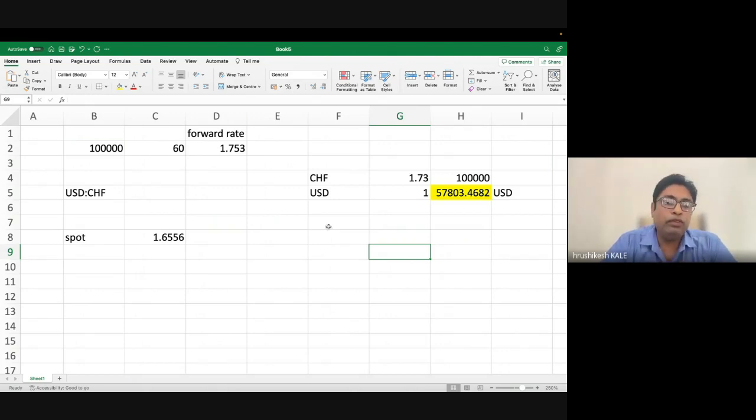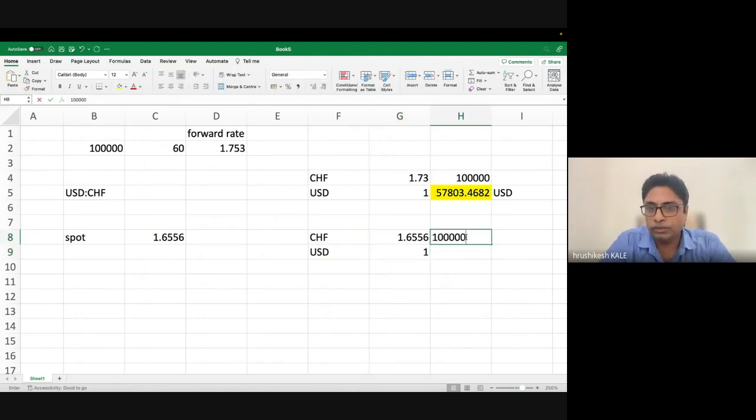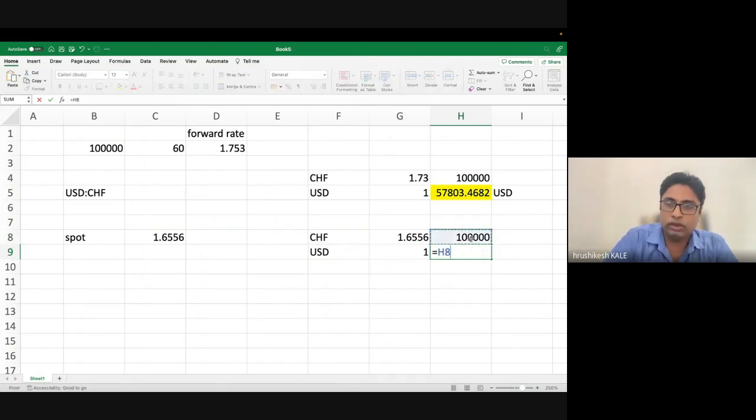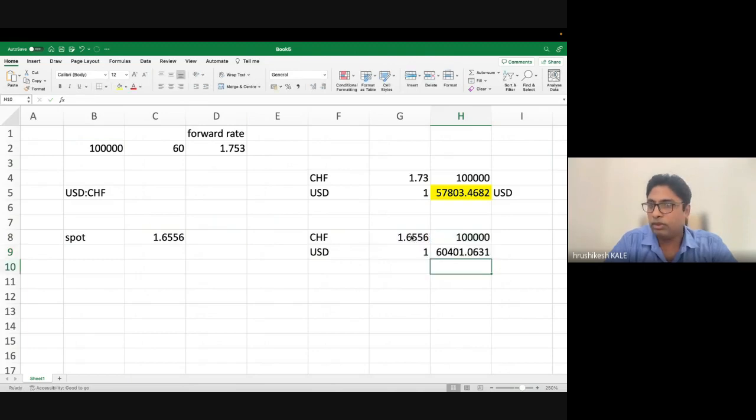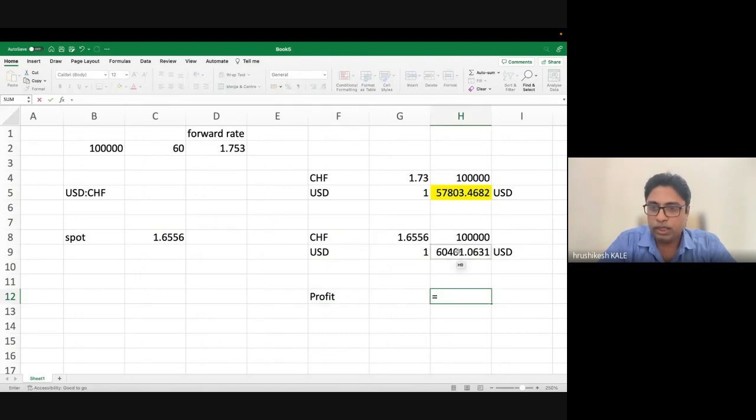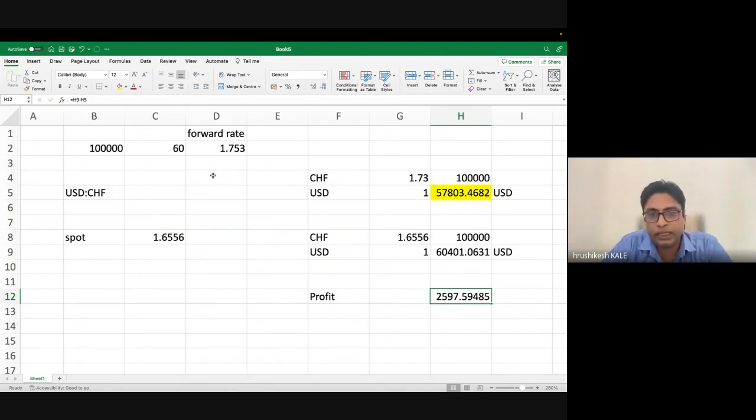Now, let us see if you do not fix your rate and after 3 months the spot rate becomes this. Again, write the same thing: CHF USD 1.6556 for 1 USD. So for 100,000, how much USD will you require? 100,000 into 1 divided by 1.6556, and you would have required these many. So what's your profit? Your profit is this value minus this value. You require these many less US dollars because you have fixed the rate.